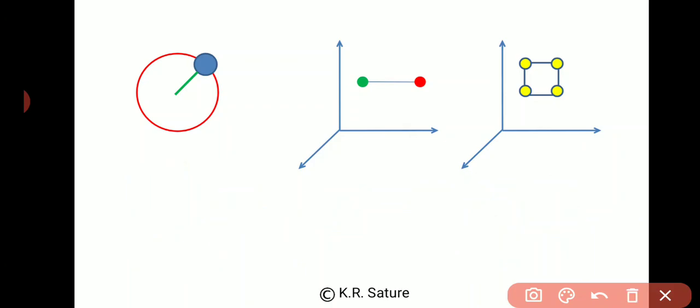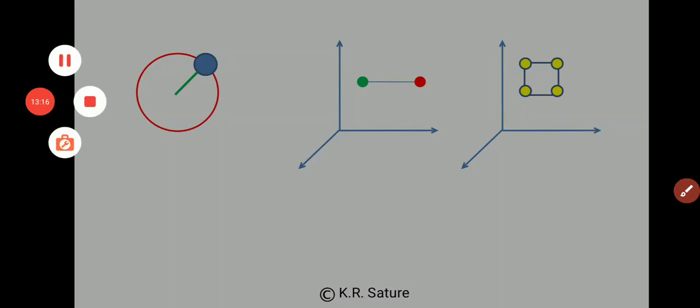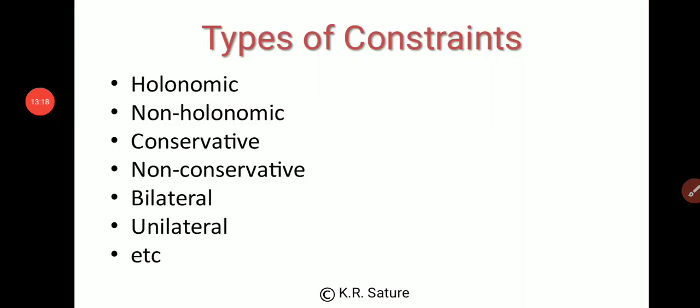Similarly, I can define it for this system. It has 4 particles, so it is kind of homework for you. You have to find the equation of constraint and tell me what will be the degrees of freedom for this system. This is your homework, and you have to comment it and tell me what will be the degrees of freedom for this system.